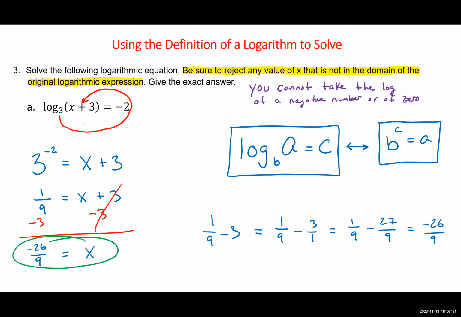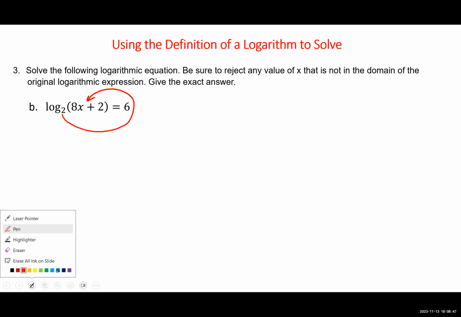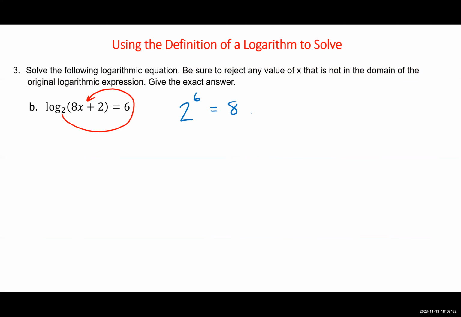All right, 3B. 3B, similar problem. I'll go through this one a little bit quicker because it's the same problem, just different numbers. 2 to the power of 6 is equal to 8x plus 2. 2 to the 6th power, that's 2 times 2 times 2 times 2 times 2 times 2, which is 64.